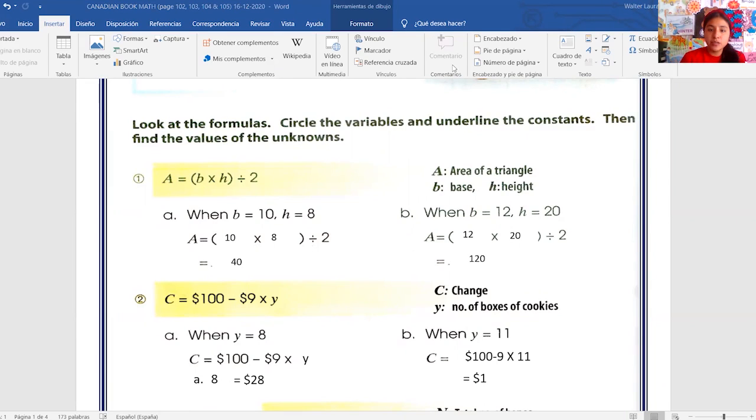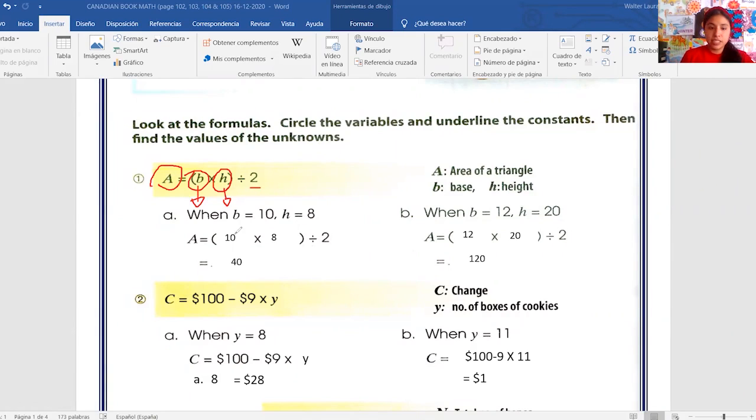First of all, we need to identify the variables. In this case, these are letter A, letter B, letter H. Remember, the variables are all the letters in our alphabet. All of them can be variables. And the constant in this case will be the number two. Now it says A, when B equals 10, so this B equals 10 and the H equals 8.